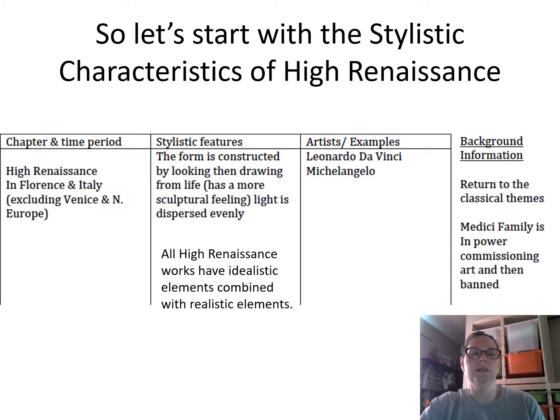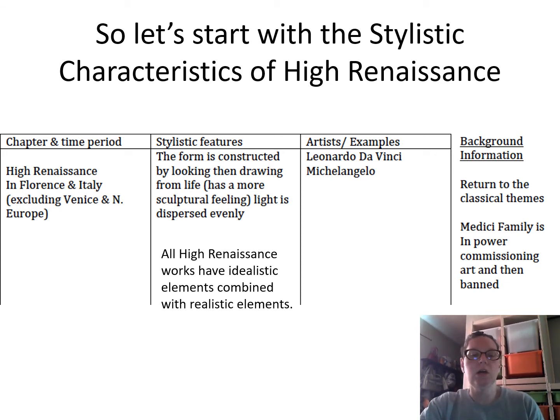And then the stylistic features, which are: the form is constructed by looking at a drawing, light is dispersed evenly, and High Renaissance works have idealistic elements combined with realistic elements. Then I list artists or famous pieces, and then whatever background information pertains to it.